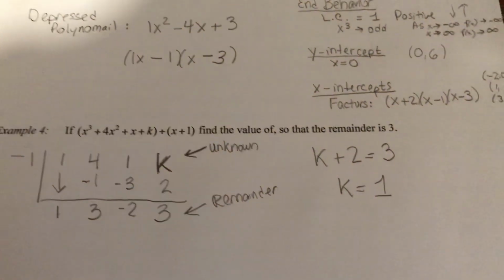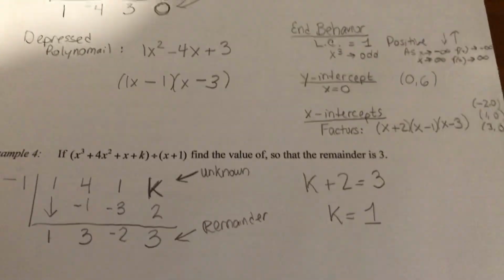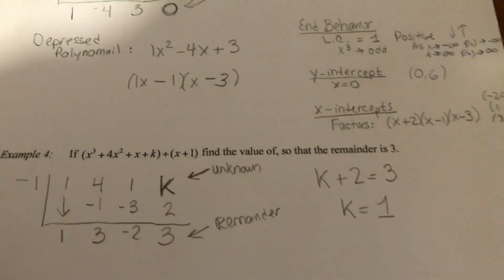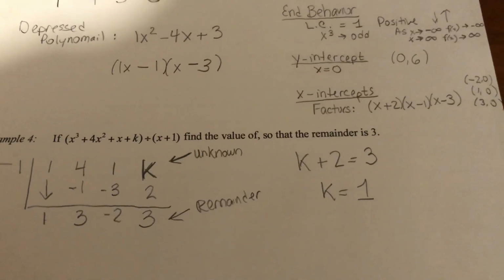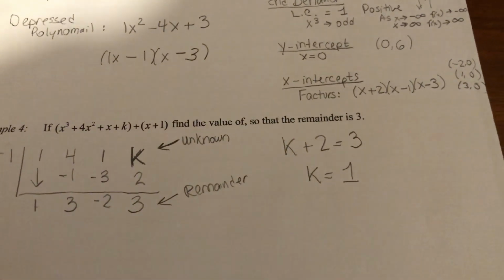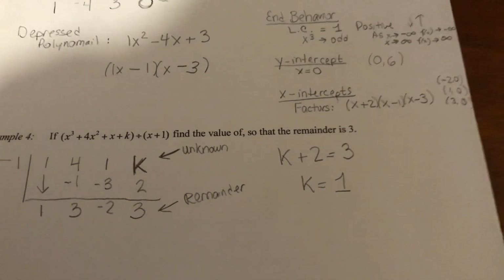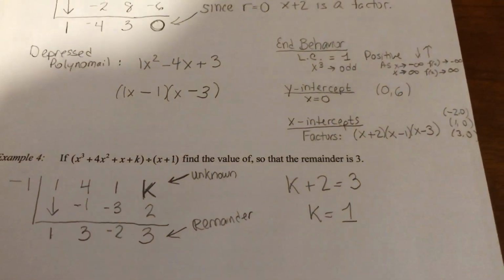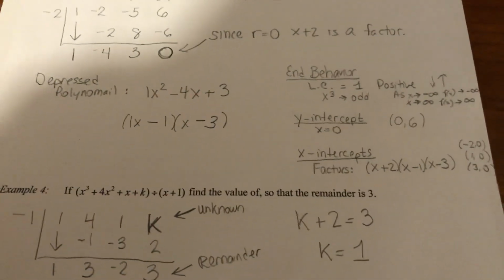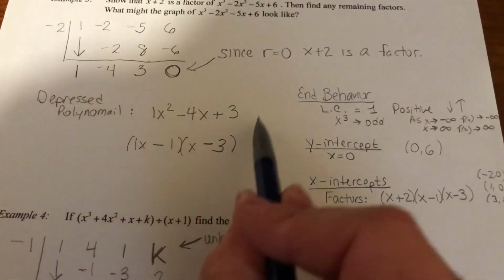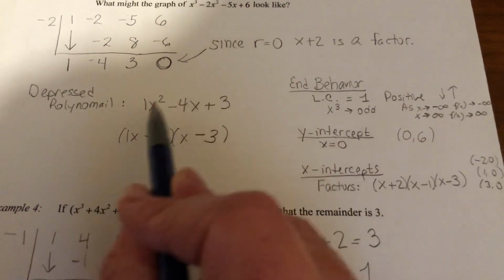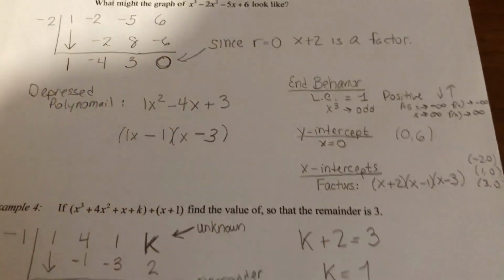So that is our remainder theorem. If you have a factor of a polynomial, then your remainder will be 0. You can use synthetic substitution instead of evaluating. Whatever you get for your remainder will be whatever f of blank would be. And if you do have a factor, the polynomial that you have remaining would be a depressed polynomial, and then you can factor to find your other roots.